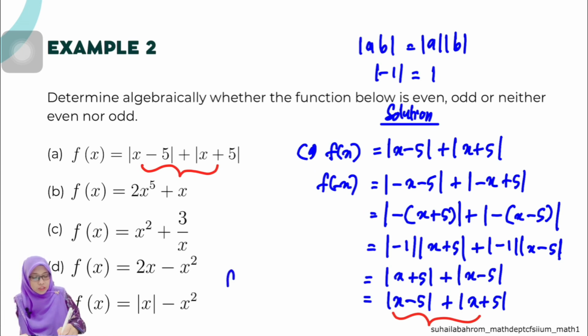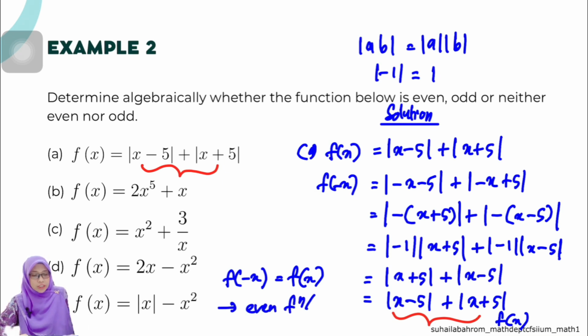So this one, it is compulsory for you to write down. When you substitute x with the negative x, you get this is equivalent to f(x). So you get equivalent to f(x), therefore the function is an even function. So this is your conclusion.